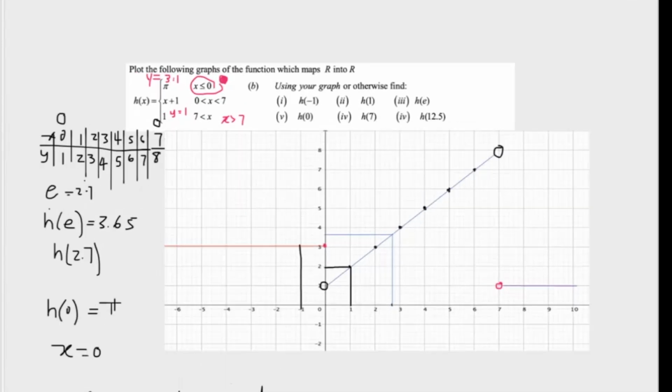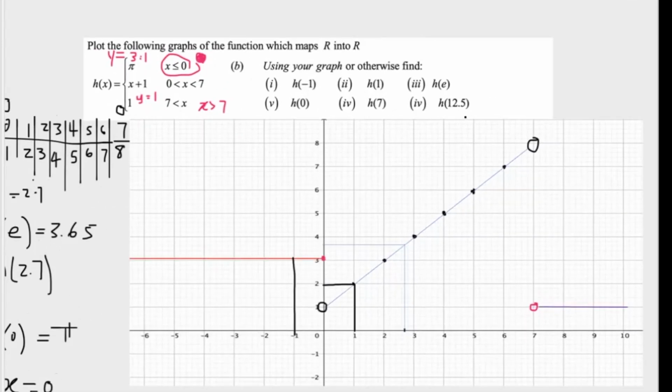The last one saying h of 12.5, and as you can see, that means x is equal to 12.5. And for 12.5, it would fall further on, but this line continues to positive infinity. So somewhere along the line, I'll find 12.5. When I go up, it cuts this line, and this line represents what? Y equal 1. So that means my answer is equal to 1.